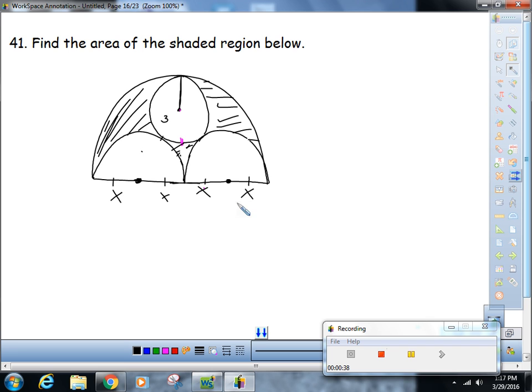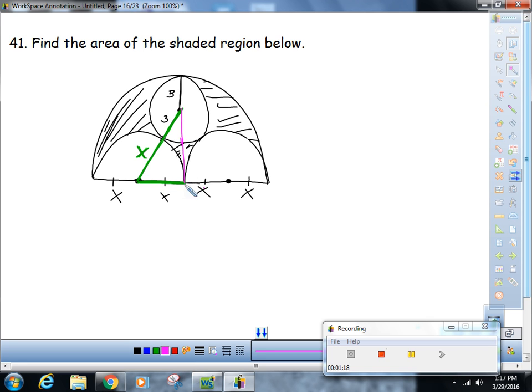They told us that this radius is 3, okay? So watch what I'm going to do here. Let me use, I guess, green for that. What's this right here? That is x. So the entire green segment is 3 plus x. Just keep that in mind. Okay? How long is this one right here? That is also x.